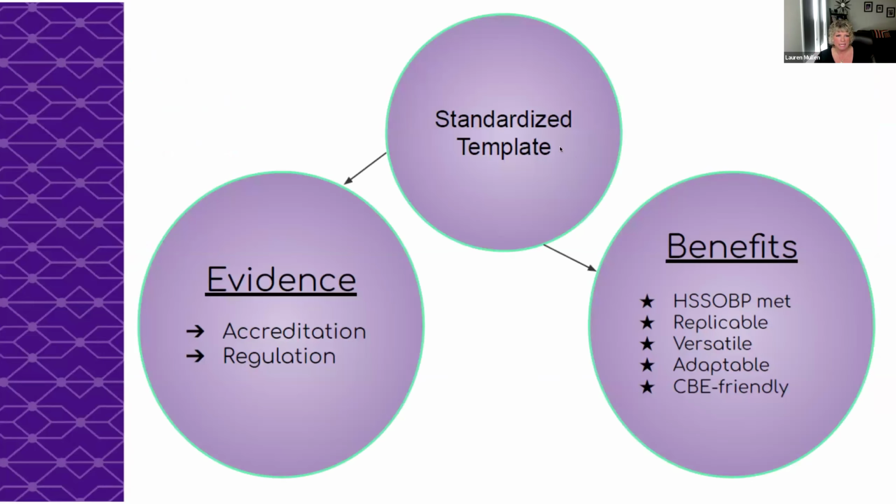So the standardized template has the evidence that you can use to support your accreditation and your boards of nursing. We were told by the Board of Nursing in Virginia that our template was the exemplar for the state. I've presented this template across the nation, and at Anoxel, so internationally. It's out there. And so the benefits we see are the best practices met. It's replicable, versatile, adaptable, and CBE friendly in the current form that it's in.